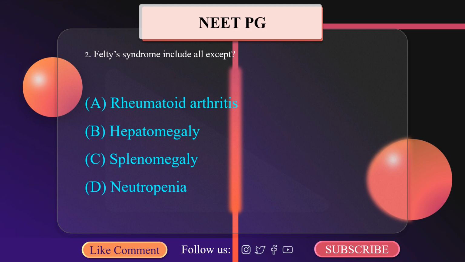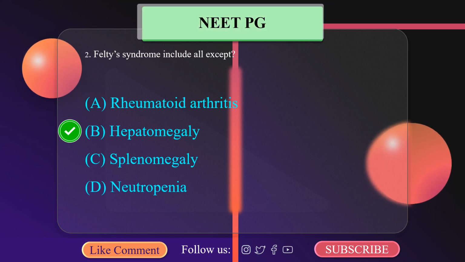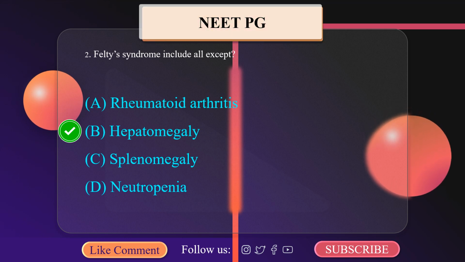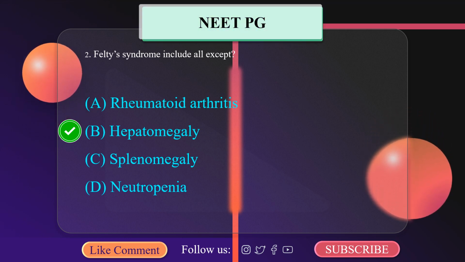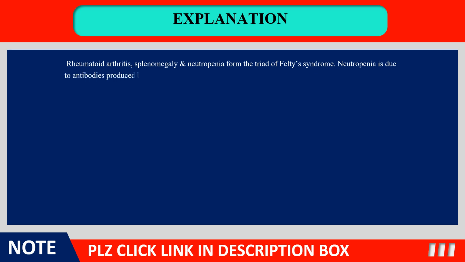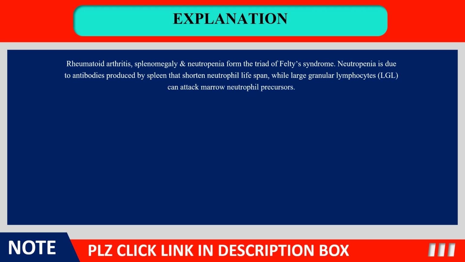The correct answer here is hepatomegaly. So Felty syndrome includes rheumatoid arthritis, splenomegaly, neutropenia except hepatomegaly. Rheumatoid arthritis, splenomegaly and neutropenia form the triad of Felty syndrome.